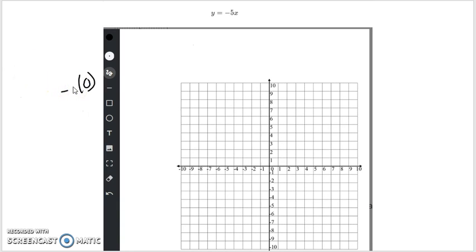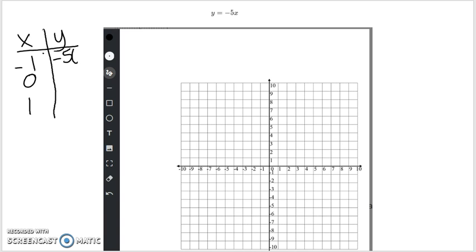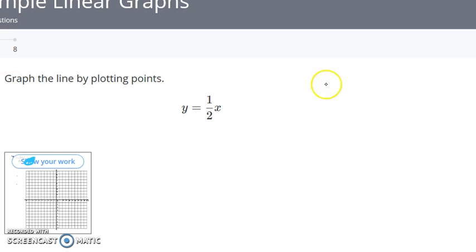Number 2, we're going to follow the same process from number 1. So we will go ahead and create our x and y table. And remember, I am choosing these coordinates. You may choose different coordinates, but that is up to you. So again, all I'm doing is plugging in that x value.